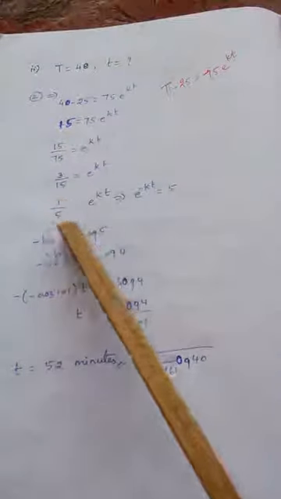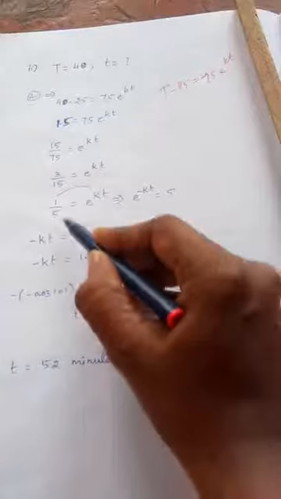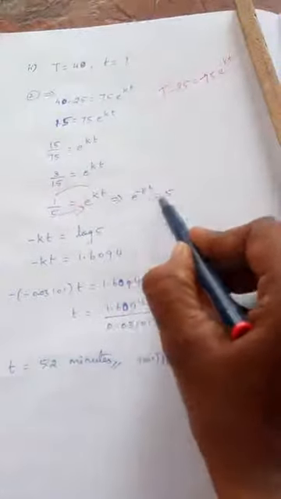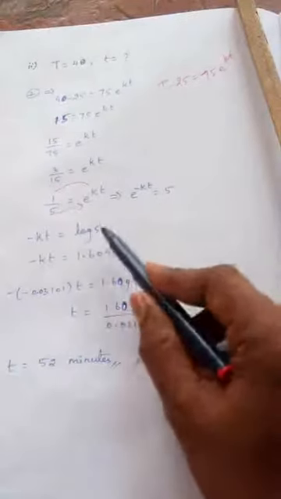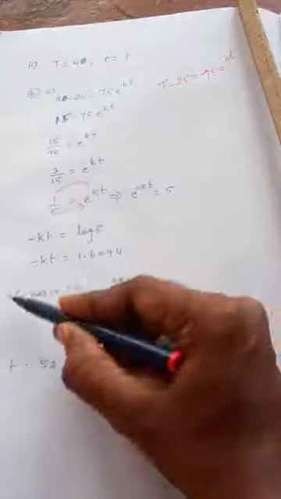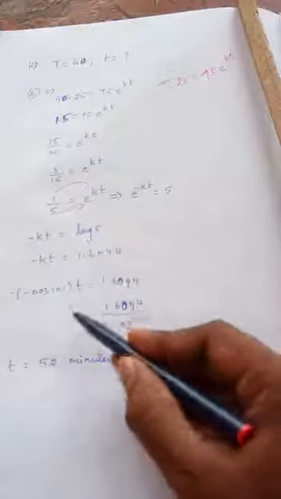Cancelling that, 1 by 5 equal to e power kt. Just changing the sides, e power kt is brought to the other side, becomes e power minus kt. At the same time, 5 is cross multiplied. Now minus kt equal to, bringing e to the other side, becomes log. Minus kt is equal to log 5 value, again given in the question. So I am substituting that, 1.6094. Minus of the k value we already found out, substituting that, t equal to this. Now minus into minus is plus, bringing this division. So dividing these two, you will get t is equal to 52 minutes.